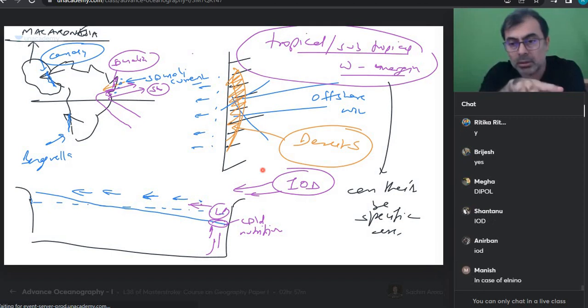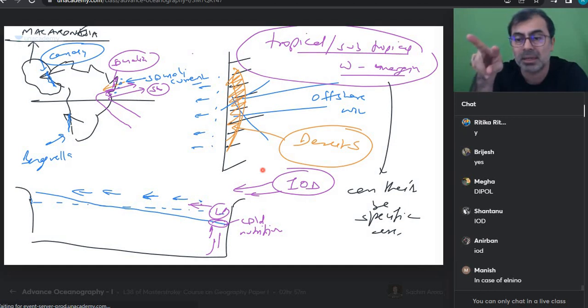Sometimes hot and cold. This thing is happening in the Indian Ocean. Is this happening in the Atlantic Ocean? Yes. Is this happening in the Pacific Ocean? Yes. Does the Pacific Ocean have a name? El Nino Southern Oscillation. We call it ENSO. What happens in that? Sometimes El Nino, sometimes La Nina.